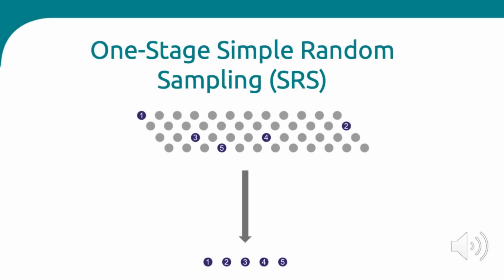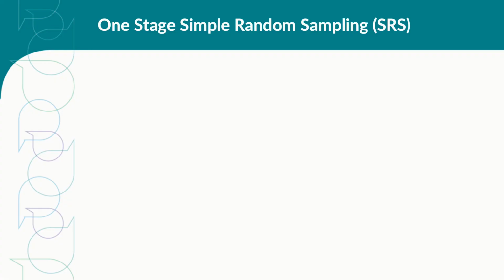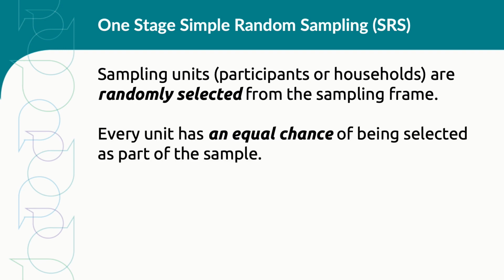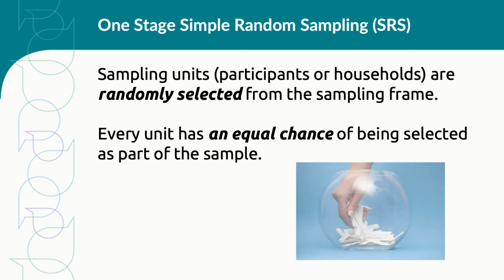In this video, we will talk about one-stage simple random sampling, or SRS. With one-stage simple random sampling, all sampling units are randomly selected from the sampling frame, and every unit has an equal chance of being selected as part of the sample. Simple random sampling is like drawing names from a bowl, where every name is written once, and each name has exactly the same probability of being selected. So make sure not to select clusters, say villages, and then participants or households.